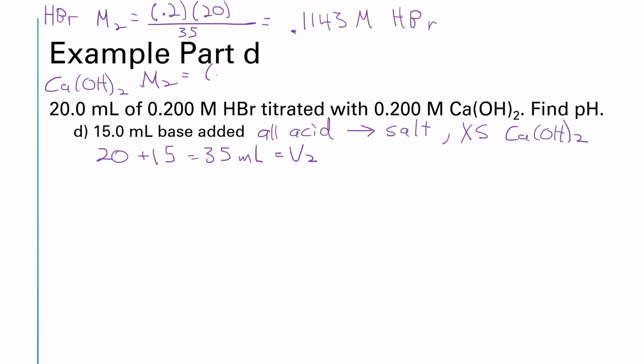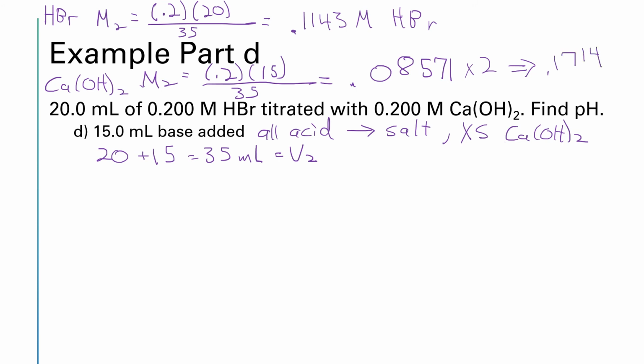For our calcium hydroxide, M2 will be M1, which was 0.2, times the volume added, which was 15, divided by our final volume, which was 35. So we'll have 0.2 times 15 divided by 35, and that will equal 0.08571. But that's for calcium hydroxide. To get hydroxide, we'll have to double that. So multiply times 2, and I get 0.1714 molar for the molarity of the hydroxide ion. Notice this is bigger than our HBr value, which is what we were predicting since we are past the equivalence point. So our net ionic equation for the acid-base neutralization is H plus OH minus yields H2O.